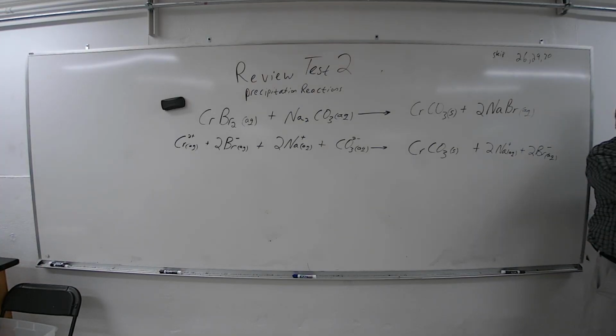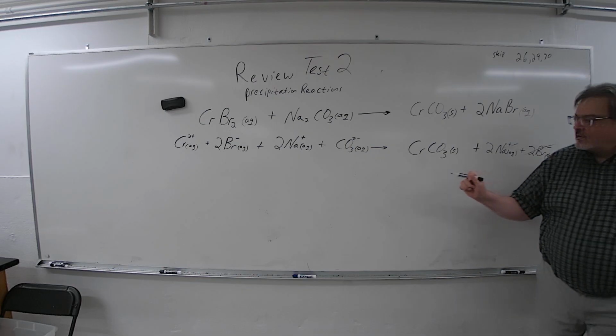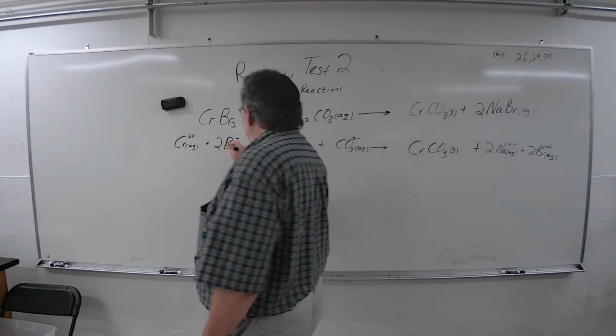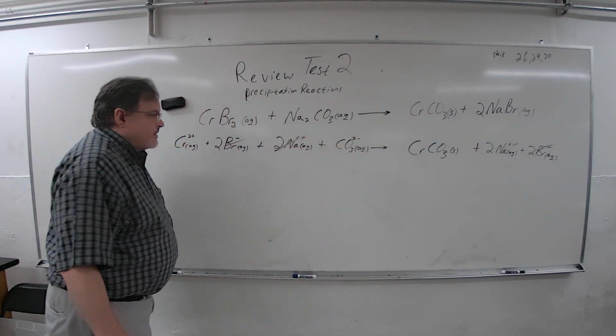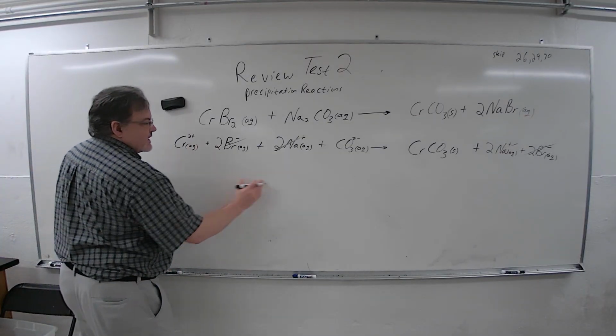Follow that? Any questions there? And then the net ionic equation. You cancel out everything that's the same on both sides, and that's going to be those. So your net ionic equation, you just bring this down and this down.